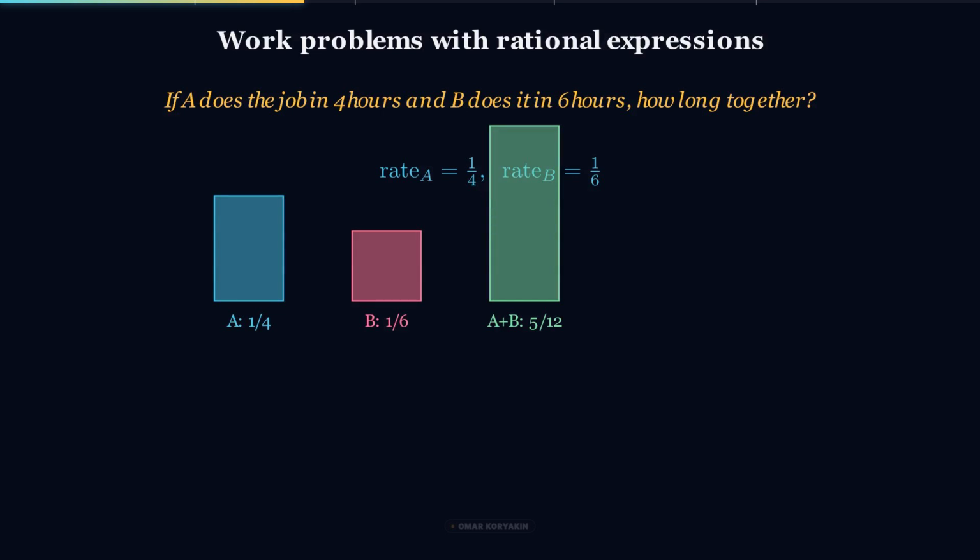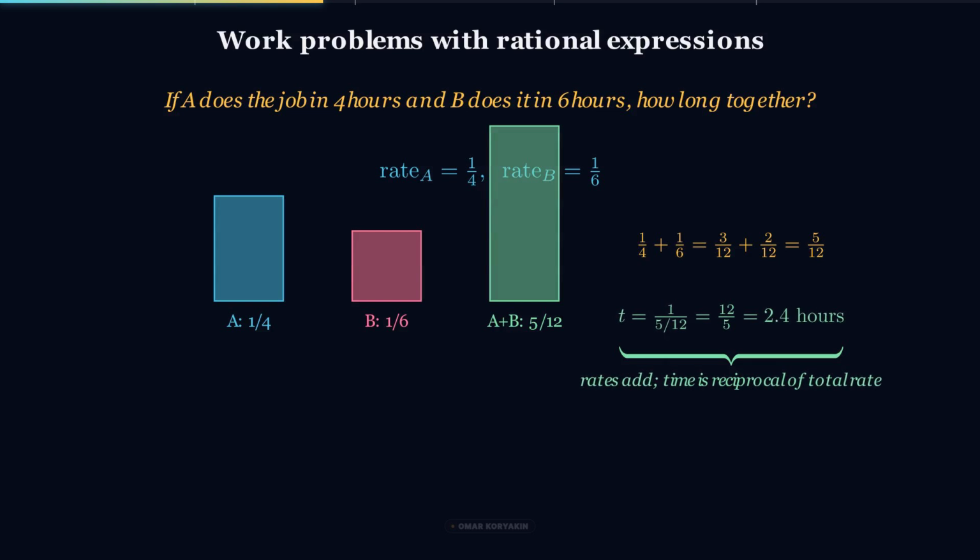The shorter time wins more height, so A's bar is taller than B's because A is the faster worker. Time together is the reciprocal of the combined rate. 1 divided by 5/12 equals 12/5, which equals 2.4 hours or 2 hours and 24 minutes. Always faster than either alone.